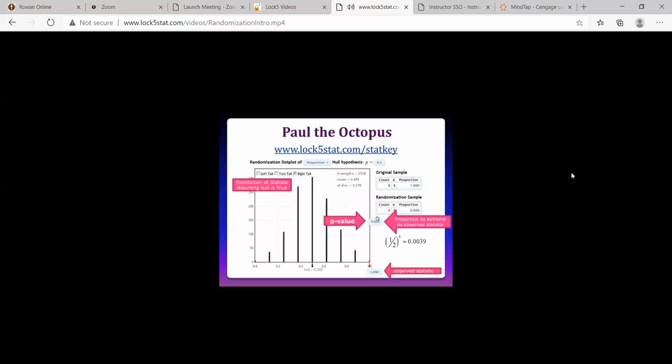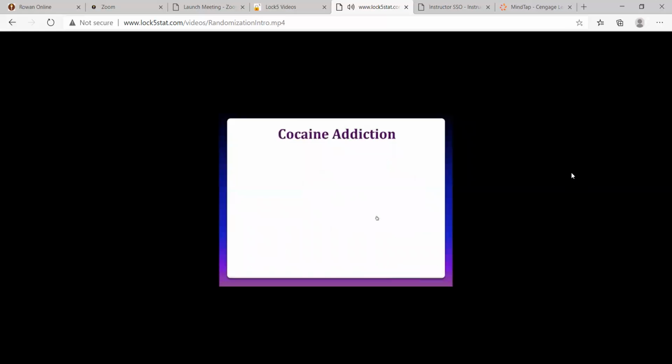And just in case you were wondering, this is very close to the theoretical value of 0.0039 that you can calculate exactly. The more randomizations you do, the more precisely you can get to this number. All right, so that's Paul the octopus, and that's our single proportion example. Now we're going to jump into an example with difference in proportions.